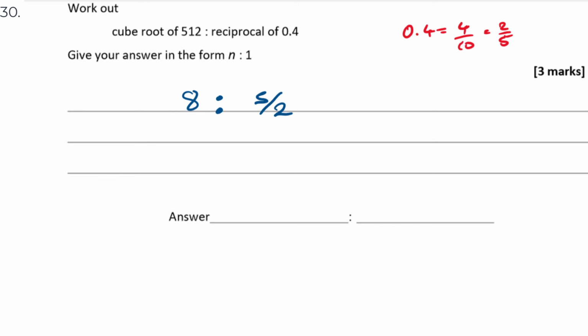So in order to turn 5/2 into 1, I'm going to have to multiply it by 2/5, aren't I? And if I multiply that side by 2/5, I'm going to have to multiply that side by 2/5 as well. So 5 halves times 2/5, that's going to give me 1 on the right hand side. And then 2/5 times 8 is 16/5. Does that cancel down? No, just going to leave it as 16/5. So 16/5 to 1. You could write that as a decimal, but why would you?